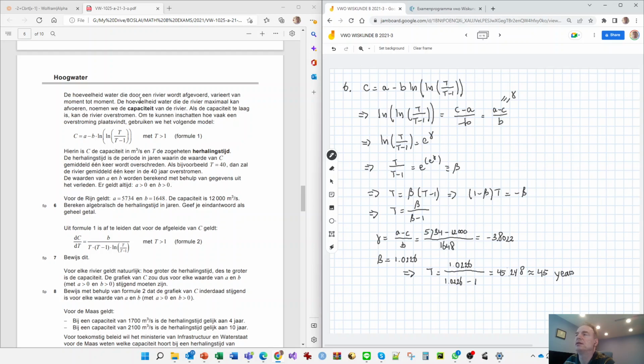and a time that the river can flood, or kind of a repeat time, and that is the time during which on average the river is overflowing once. So if T is 40 in years, it means that this river will overflow one time in 40 years on average.